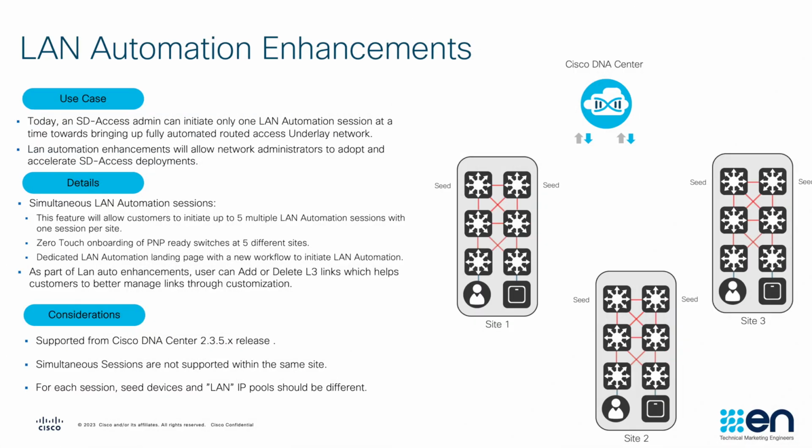LAN automation, as we know, helps accelerate building of a compliant and error-free underlay network for SD Access Fabric. With Catalyst Center 2.3.5 and 2.3.6, LAN automation has significantly been enhanced. From 2.3.5 onwards, we can now initiate LAN automation for up to 5 sites simultaneously, and add or delete links, which gives a greater flexibility and an option to customize the network even at a later stage.